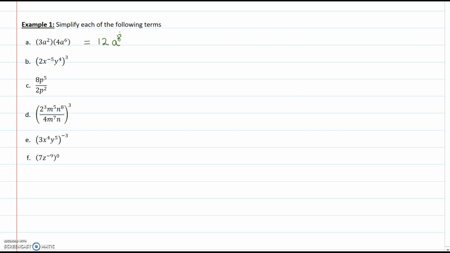It's not very clear there. Let me try it again. Okay, 12a to the power of 8. Hopefully that's a little bit clearer for you now.